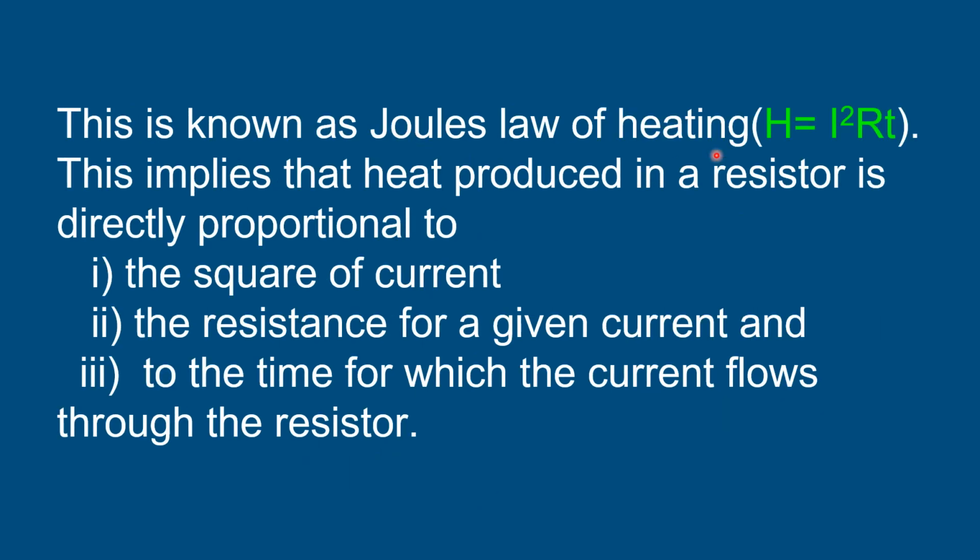We know that H is equal to I square RT. This is known as Joule's law of heating. This law implies that heat produced in a resistor is directly proportional to the square of current. Since H is equal to I square RT, it is directly proportional to the square of the current, the resistance for a given current, and the time for which the current flows through the resistor.